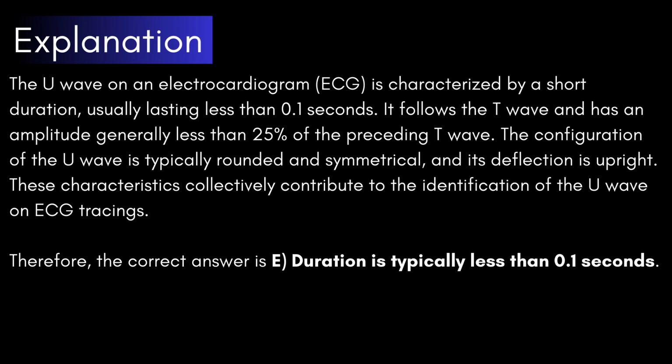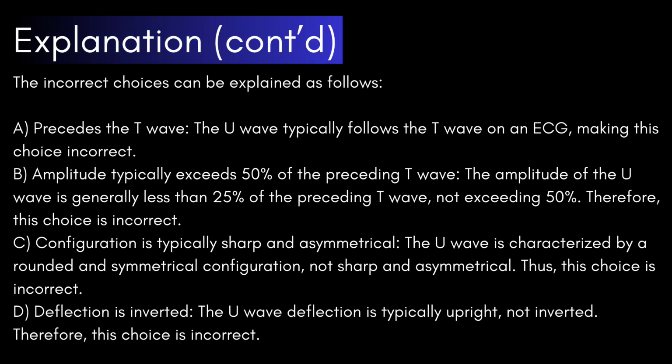All right, let's go ahead and see why the other answer choices are incorrect. The incorrect choices can be explained as follows. A. Precedes the T wave. The U wave typically follows the T wave on an ECG, making this choice incorrect. B. Amplitude typically exceeds 50% of the preceding T wave. The amplitude of the U wave is generally less than 25% of the preceding T wave, not exceeding 50%. Therefore, this choice is incorrect.